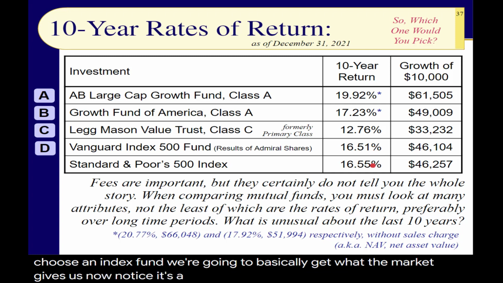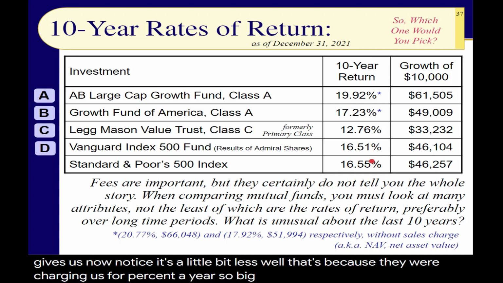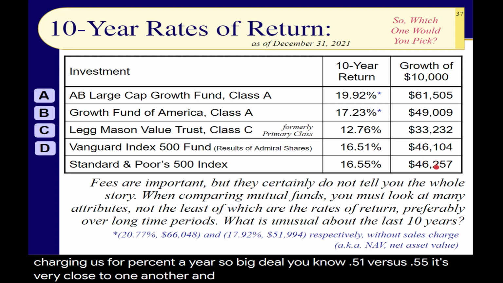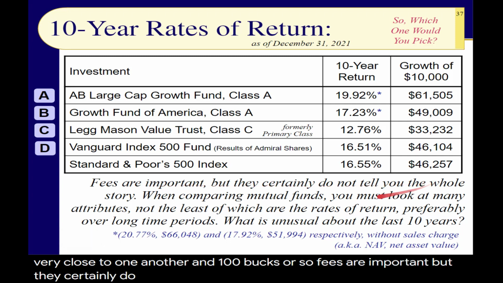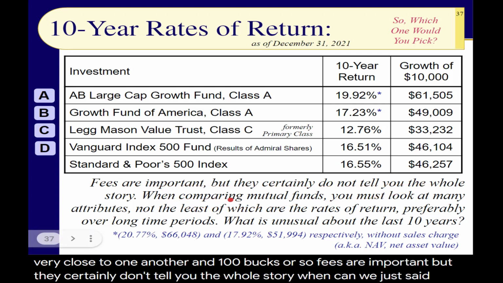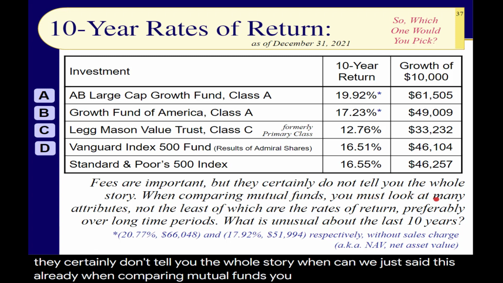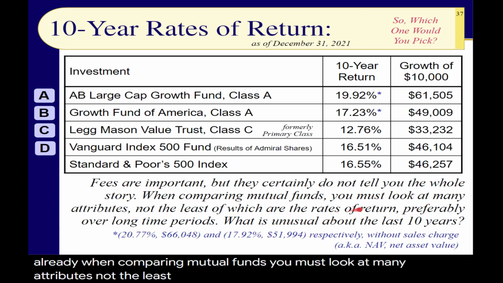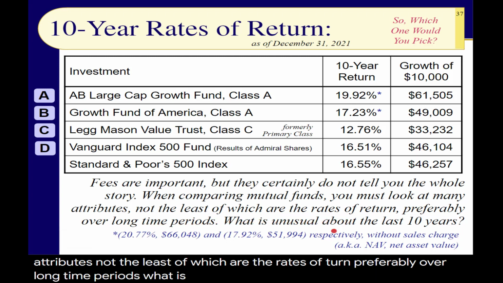Now, notice it's a little bit less. Well, that's because they were charging us 4% a year. So big deal, 0.51 versus 0.55. It's very close to one another, $100 or so. Fees are important, but they certainly don't tell you the whole story. We just said this already. When comparing mutual funds, you must look at many attributes, not the least of which are the rates of return, preferably over long time periods. What is unusual about the last 10 years? Growth, growth, growth, growth, growth.